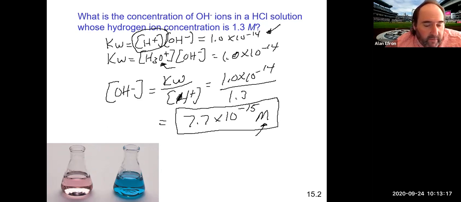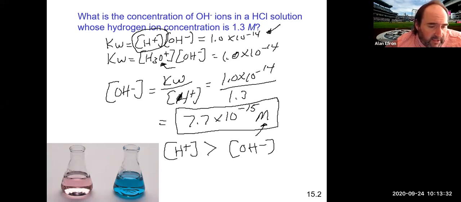Okay. So if we want to compare, is this acidic, basic, or neutral, we want to compare the H plus concentration to the OH minus concentration. And in this case, we see that the H plus concentration is larger than the OH minus concentration. So this would definitely be an acidic solution. Any questions on that particular one there?